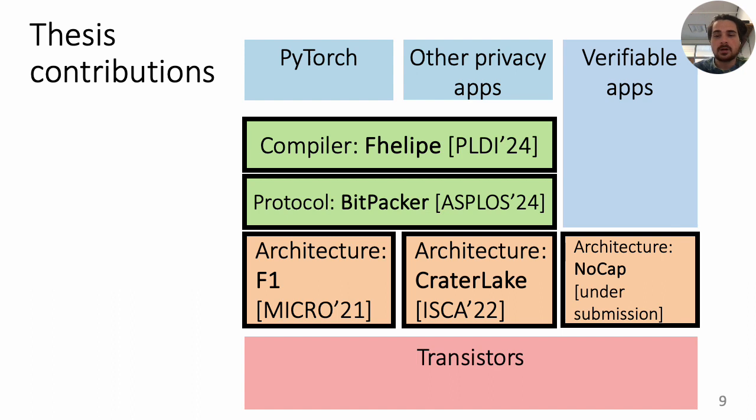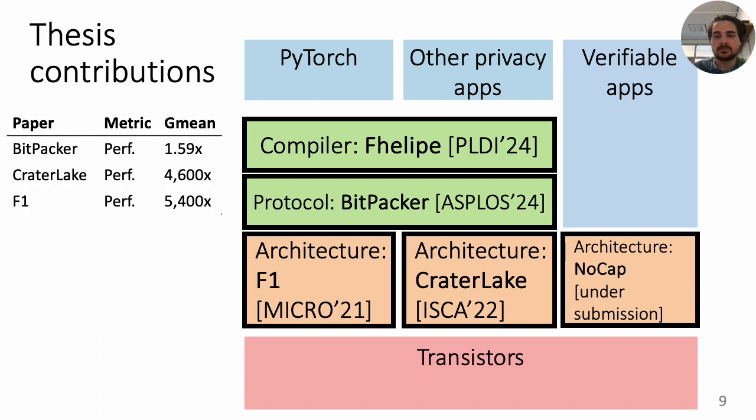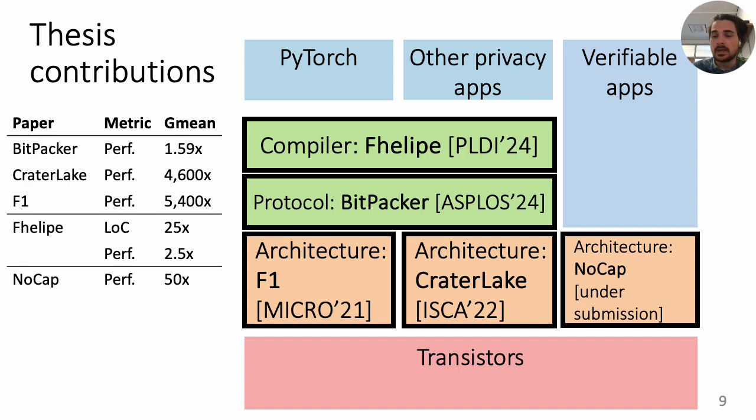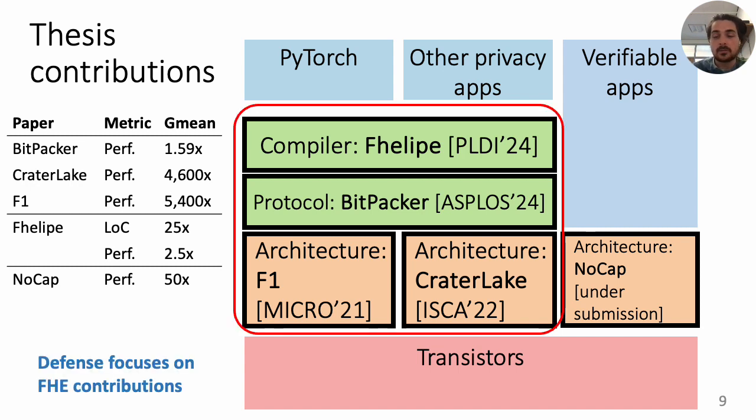Finally, on the verifiable computation front, we contribute NoCap, a SNARK hardware accelerator. F1 and Crater Lake contribute 5,000x speedup over a CPU, while Bitpacker contributes an additional 60% gmean speedup. Felipe reduces the number of lines needed to code up an FHE program by gmean 25x, while meeting or exceeding the performance of manual baselines. And NoCap accelerates SNARKs by gmean 50x. This defense will focus on our FHE contributions.